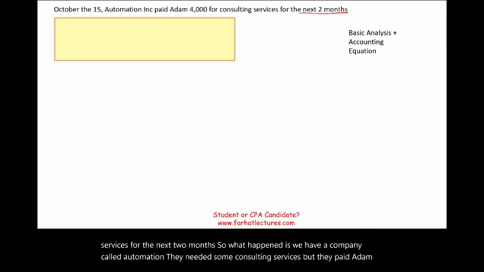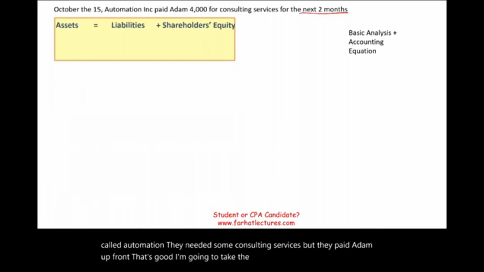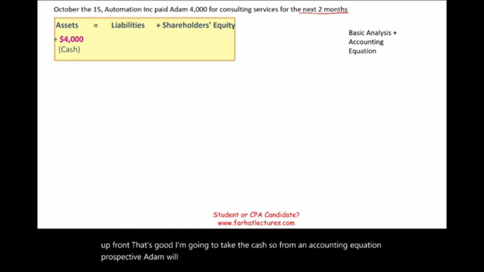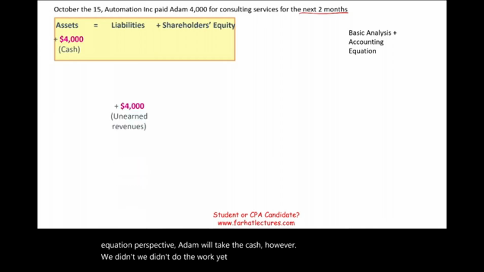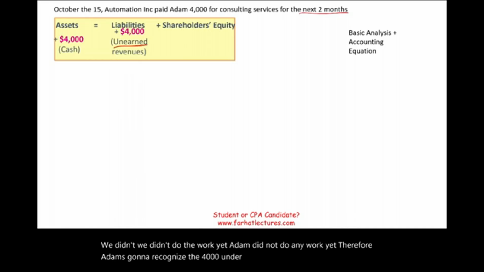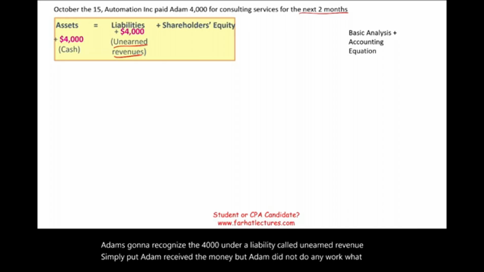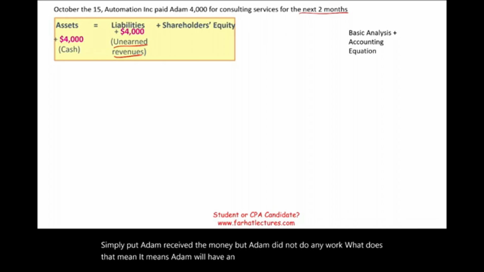That's good. I'm going to take the cash. So from an accounting equation perspective, Adam will take the cash. However, we didn't do the work yet. Adam did not do any work yet. Therefore, Adam's going to recognize the 4,000 under a liability called unearned revenue. Simply put, Adam received the money, but Adam did not do any work. What does that mean? It means Adam will have an obligation, a liability to perform the work. Therefore, unearned revenue is increased.